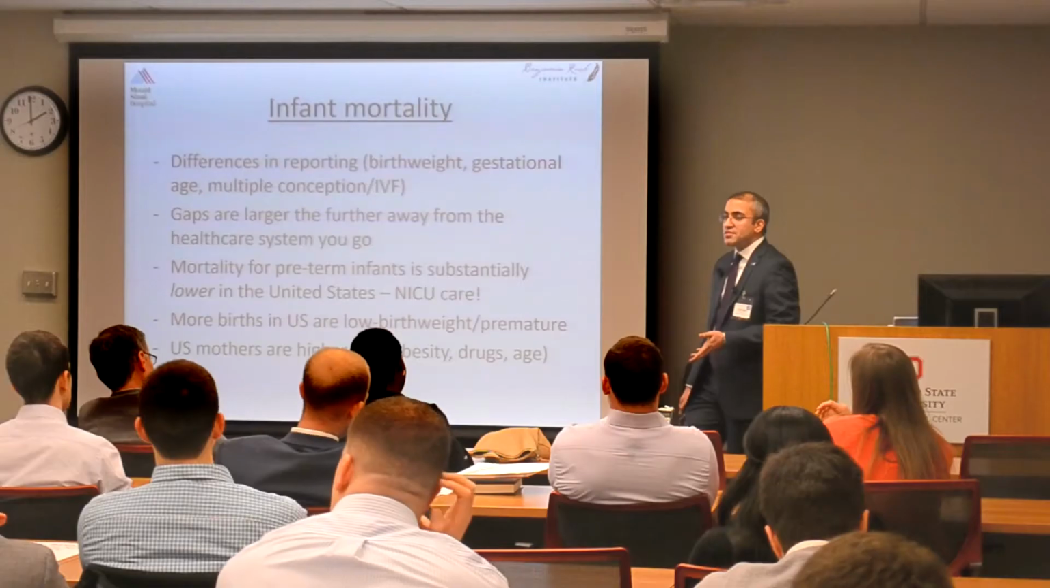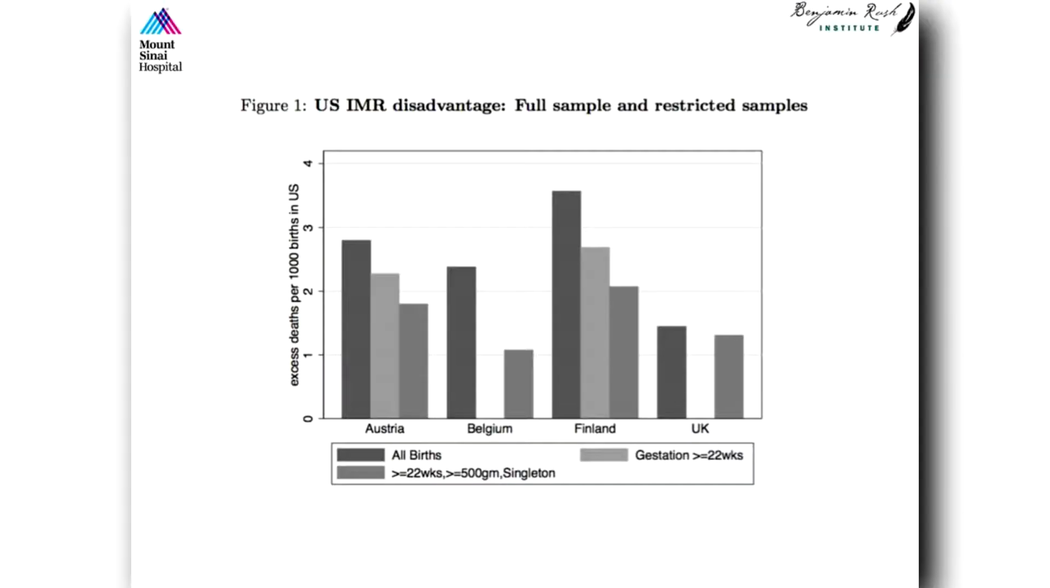So when you break this down, the United States still has excess predicted mortality. What this is showing is the infant mortality rate disadvantage. I think this is 2012 data, in terms of excess deaths per 1,000 live births relative to these four countries: Austria, Belgium, Finland, and the UK. Going from left to right, for all births, an excess of 3 deaths per 1,000.